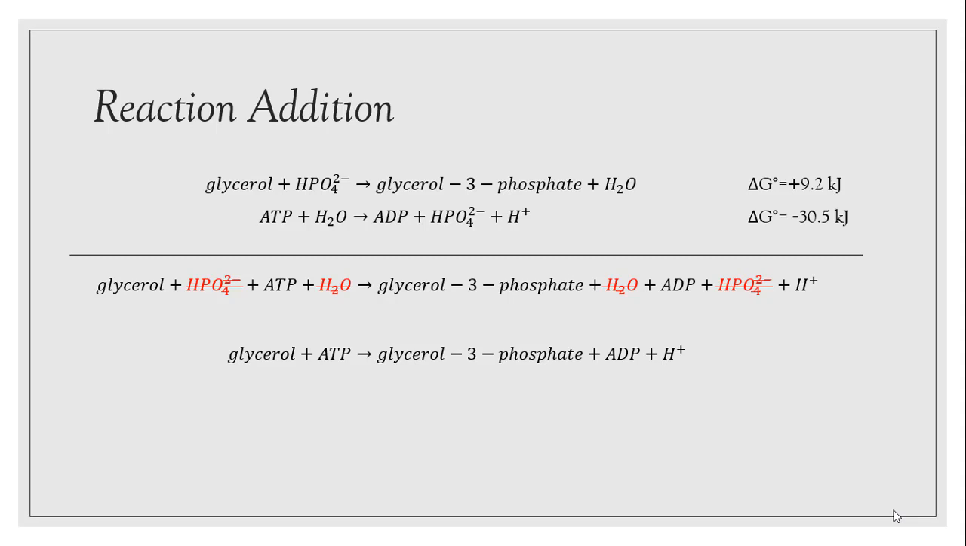So we add the delta G naughts. Delta G naught for reaction A is positive 9.2 kilojoules added to the delta G naught of reaction B, which is negative 30.5 kilojoules. We have a net delta G naught of negative 21.3 kilojoules.